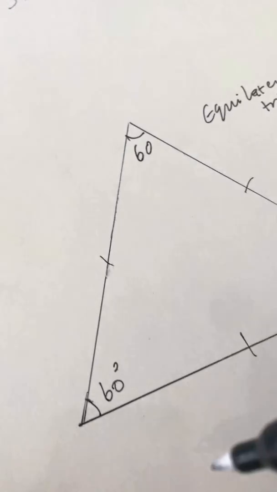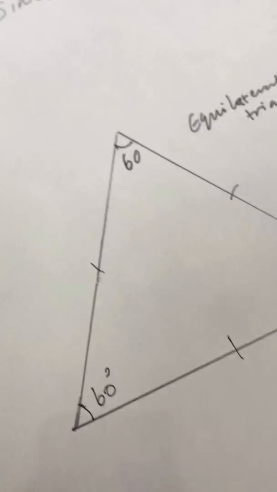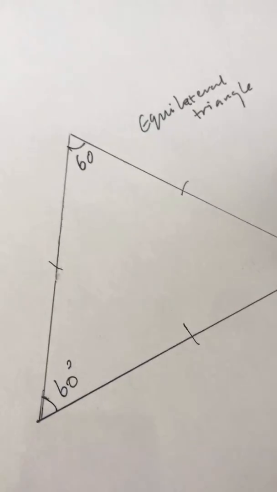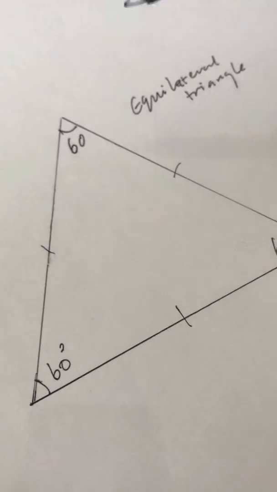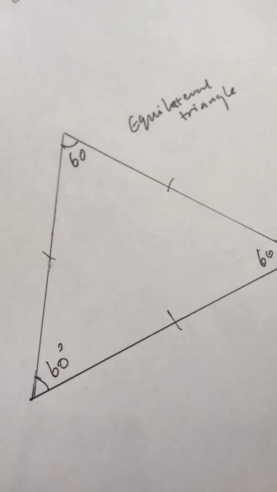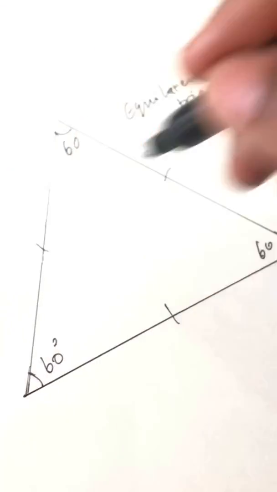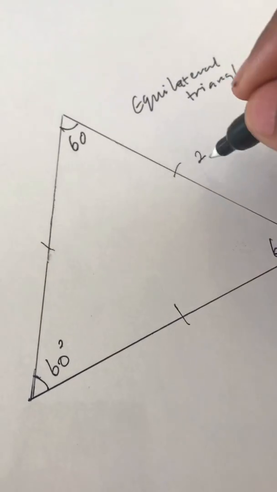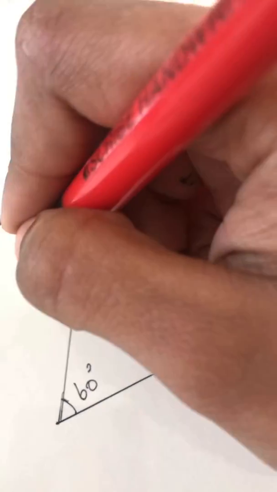I only chose this because I want something that is equal. I'm sure that this angle will be 60 because it's an equilateral triangle. That means all angles are equal. And the second thing I would need to know is that all sides are the same, so let's just say this is 2, 2, and 2.